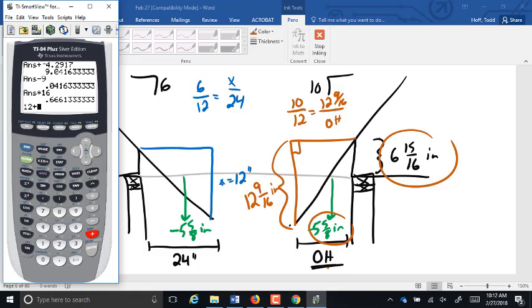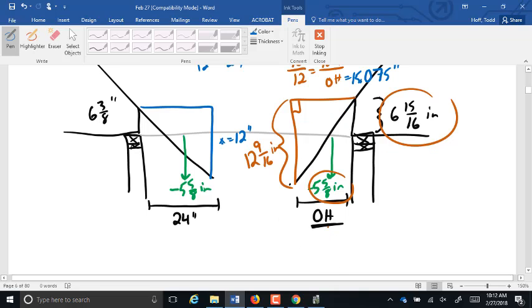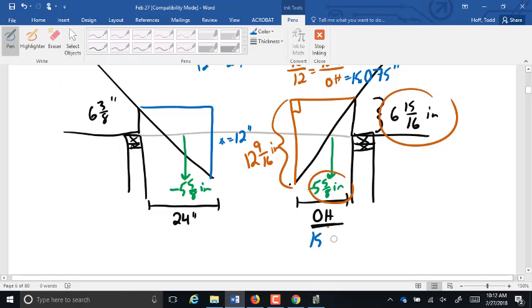So 12 and 9/16 times 12 divided by 10. We get 15.075 inches. So that is 15 inches, and we subtract the 15. Times 16 to give us, that is 1.2, so 1/16. So that our overhang is going to be 15 and 1/16 of an inch.